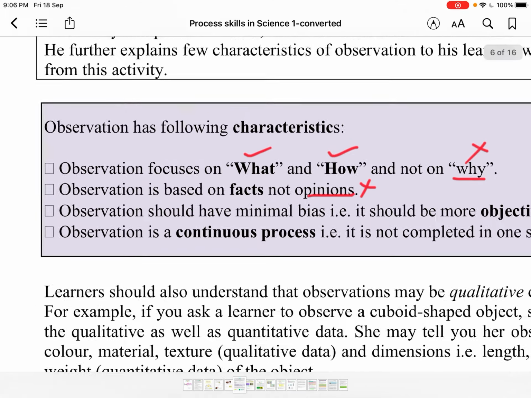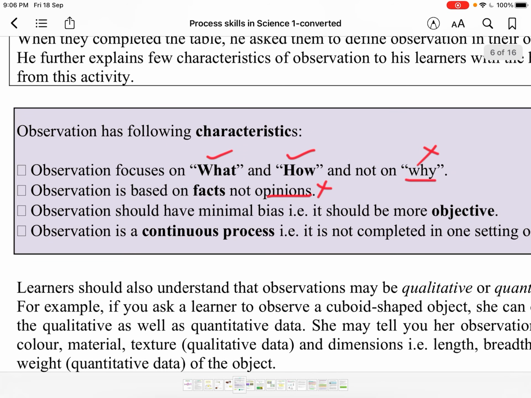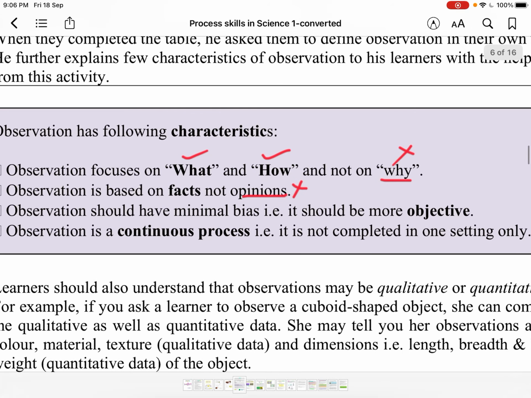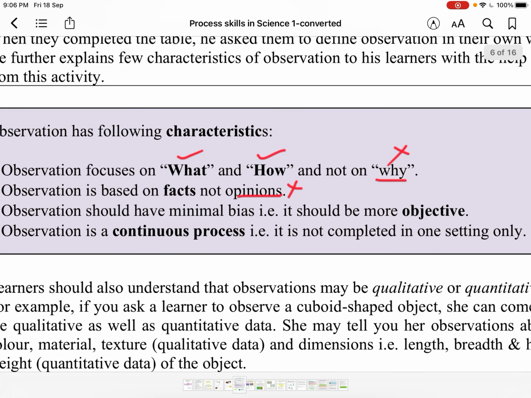Then observation should be very objective. It should not be the biased opinion of the person who is doing the observation. And observation is a continuous process, and it is not completed in one sitting only. You can do observation for a longer duration, but it is a continuous process.